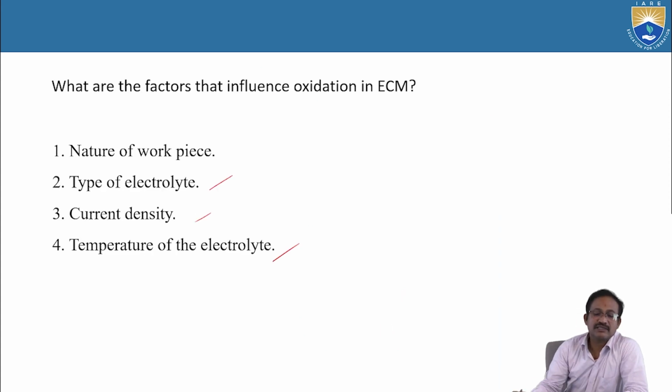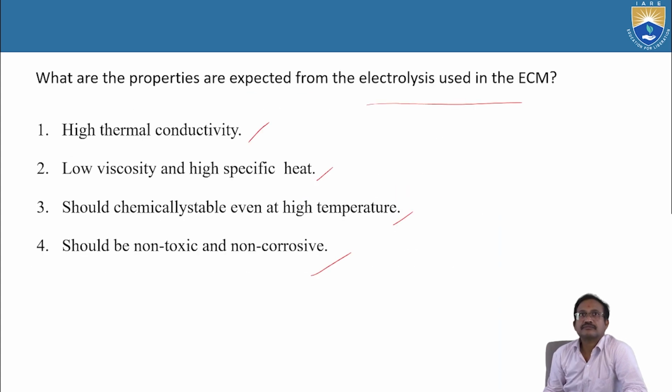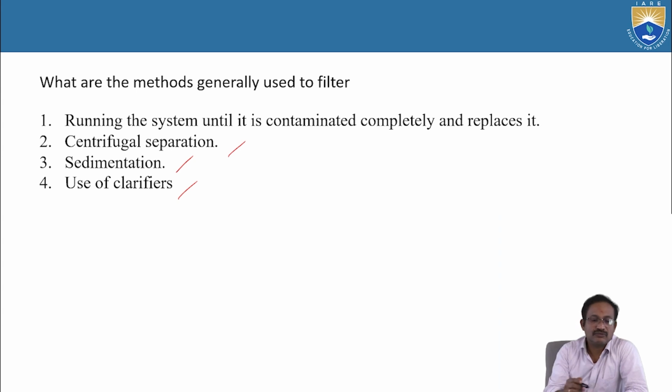What are the factors that influence the oxidation? Nature of work, type of electrolyte, current density, temperature of the electrolyte. What are the methods generally used to filter? Running the system until it is contaminated completely and replacing it. Next one, centrifugal separation. Third one is the sedimentation process. Next, use of clarifiers.